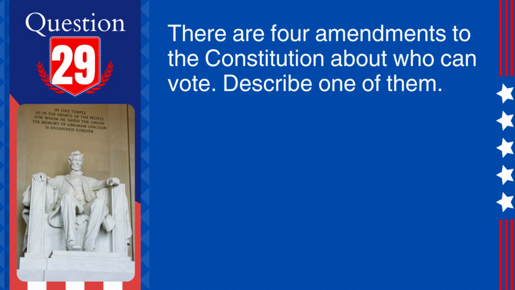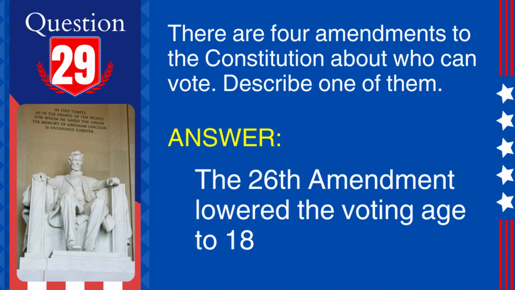29. Question. There are 4 amendments to the Constitution about who can vote. Describe one of them. Answer. The 26th Amendment lowered the voting age to 18. Explanation. Ratified in 1971, the 26th Amendment to the Constitution prohibits the denial of the right to vote to citizens of the United States who are 18 years of age or older.